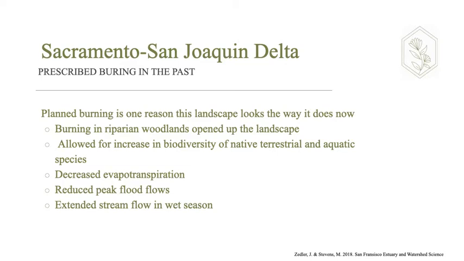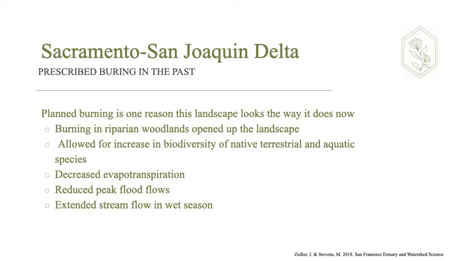So one plan was to reinstate planned burning around the Sacramento San Joaquin Delta. Planned or prescribed burning is really the reason that our landscape looks the way that it does now, because the many Native American tribes used this so often and it has so many benefits. Some of those benefits here are listed.